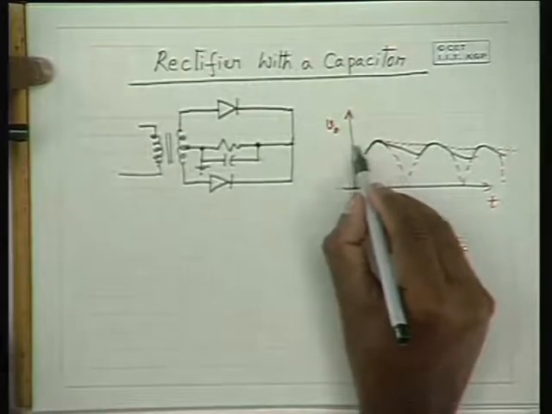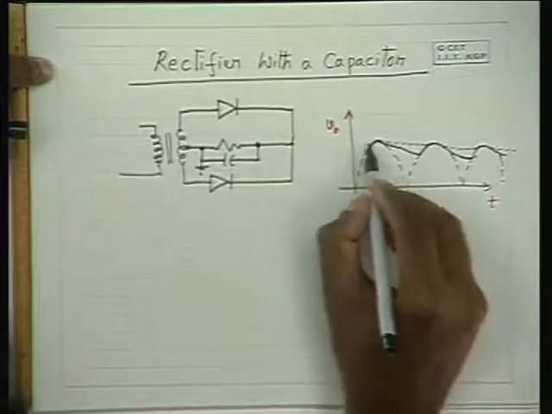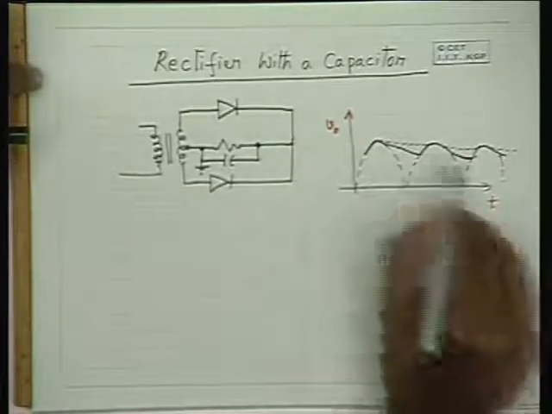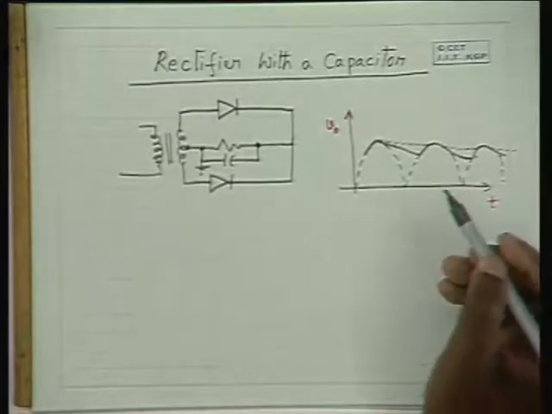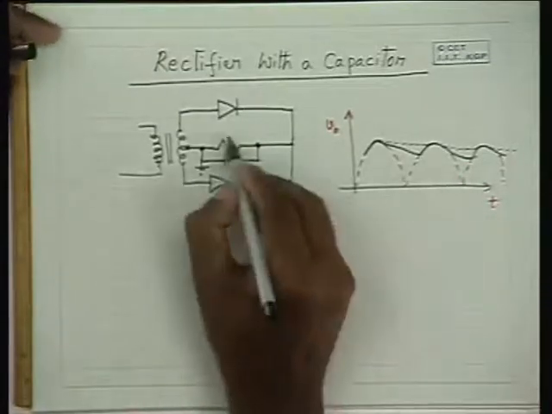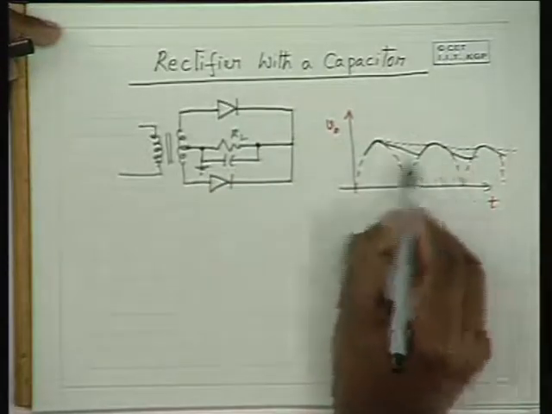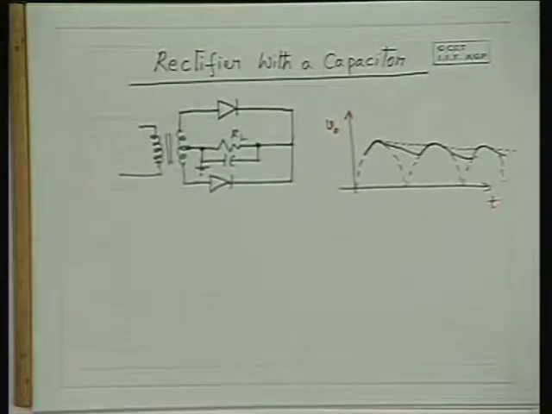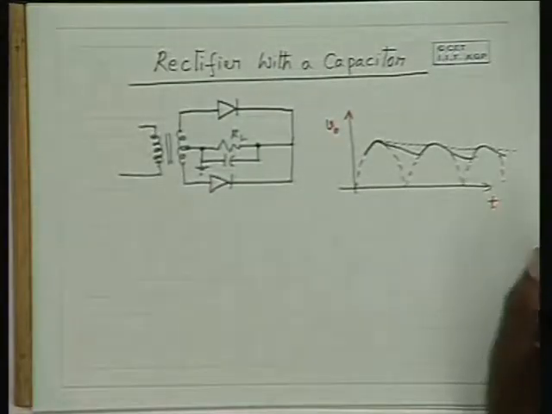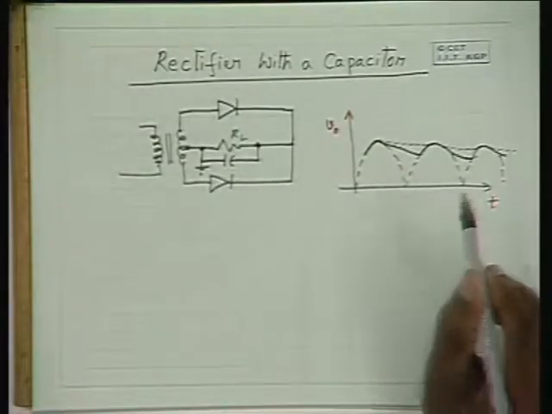The ripple is very small. So, the DC value itself is almost equal to the peak value, and the ripple is very small. With increased load, that is, reduced load resistance RL, of course the ripple increases like this, but still it is far better than that of a full wave rectifier. Now, let us look at how you get this kind of voltage waveform.